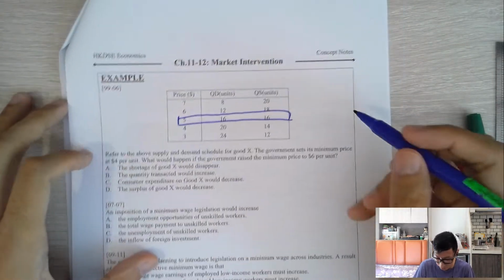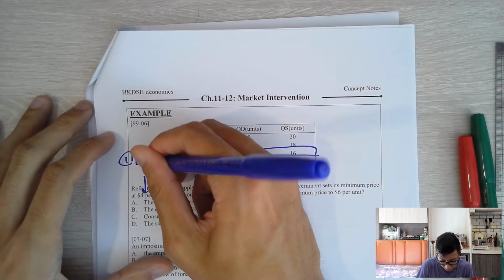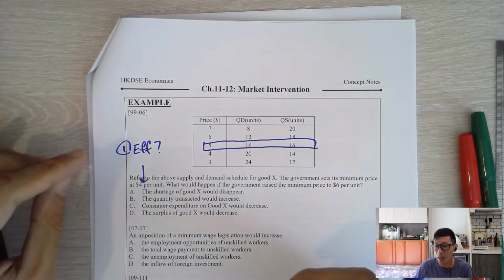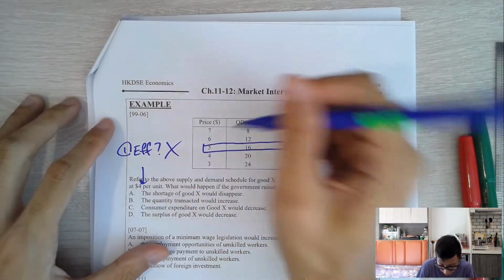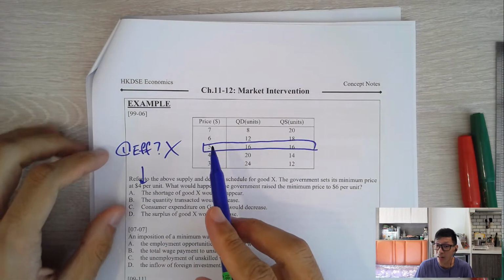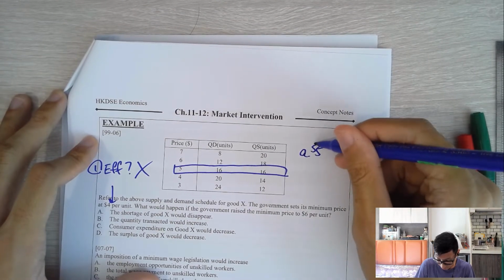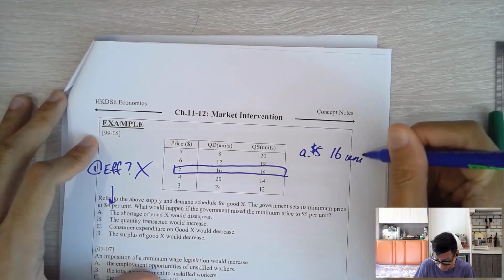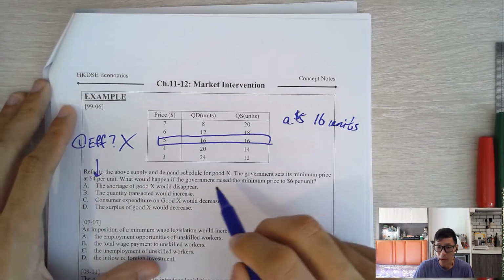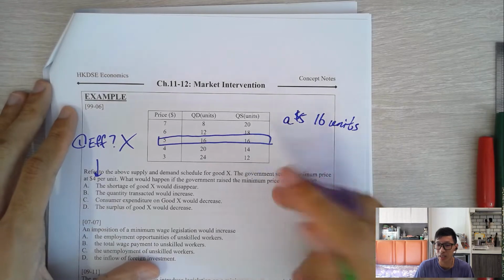Okay, now let's think about it. This $4, step number 1, is it effective? Since it is below equilibrium, so it is useless. 所以啦，一開波廢嘅 it started at $5. Okay, $5, 16 units. 5蚊16件。What will happen if the government raised the minimum price to $6?